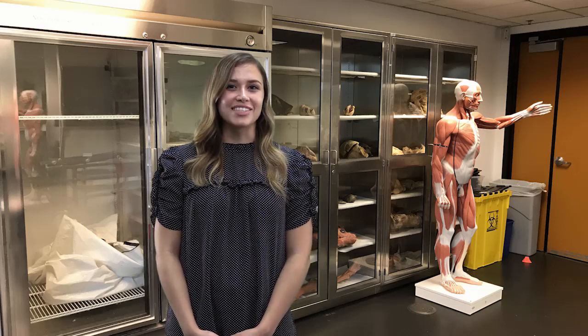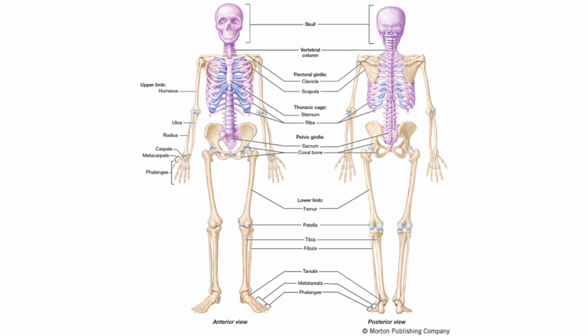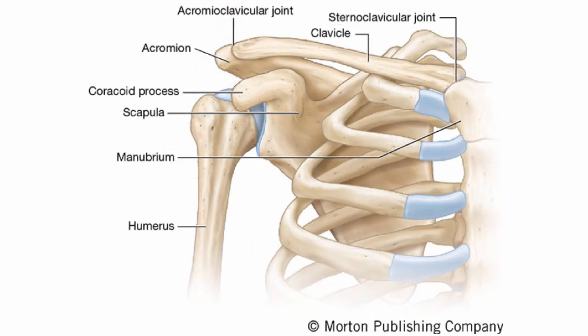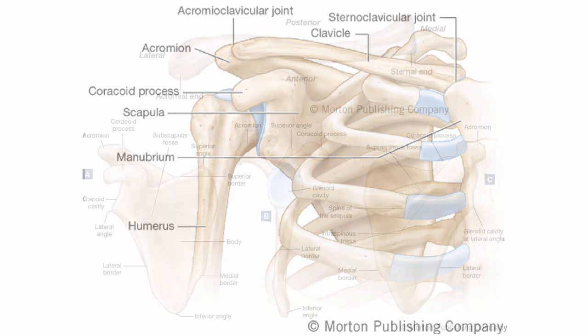Let's take a look at what this looks like. This is the entire skeleton. The axial skeleton is indicated with the purple highlight, while the appendicular skeleton is indicated without a highlight. Our attention will be on the latter for this video. The first for review will be the pectoral girdle. It only has two bones, the clavicle and the scapula.